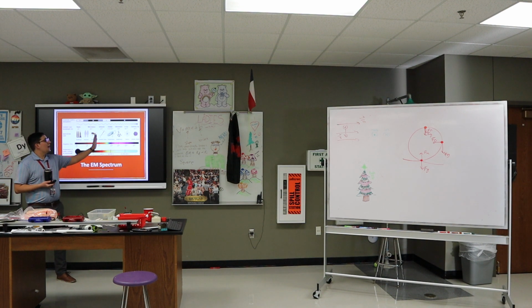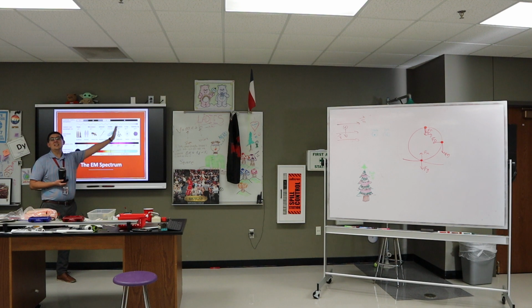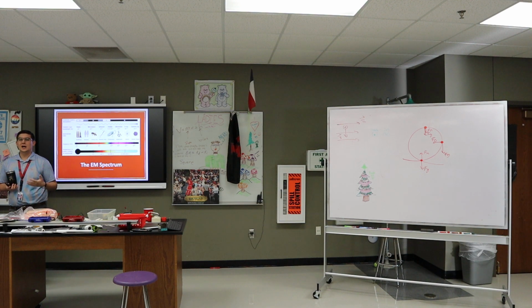So that doesn't start until about UVC though. So UVA and UVB will give you sunburns, but that's a whole other story about how that relates to skin cancer. We're not here for that. So UVA and UVB, not great for your skin, but doesn't really ionize. And then UVC and above, that's where we start seeing energy high enough to ionize.